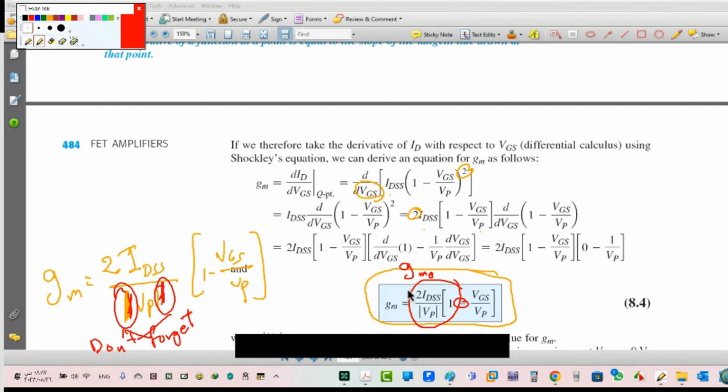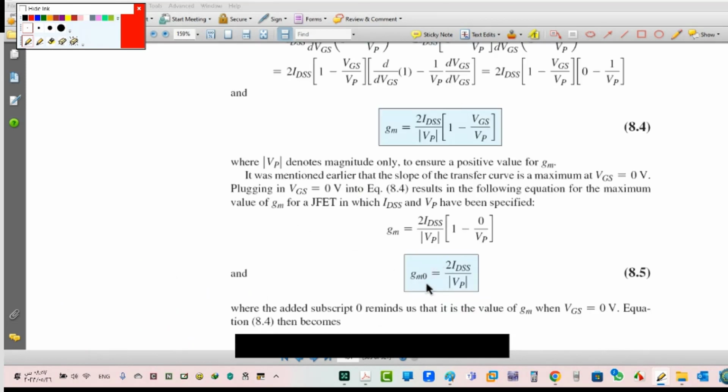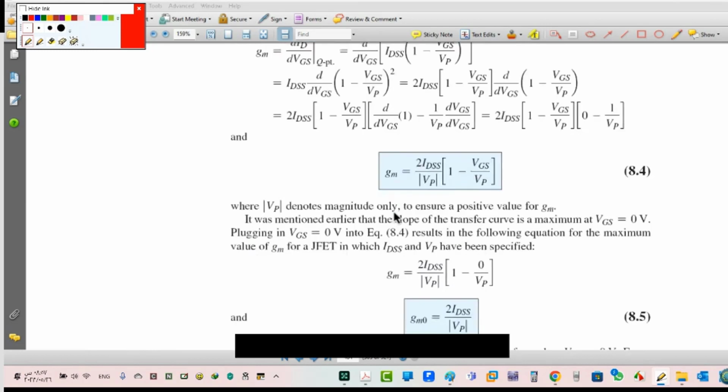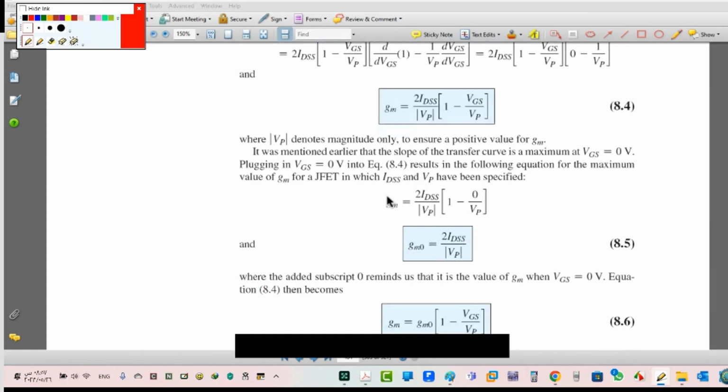Then you have VGS over VP. VGS is given, or we can select it; IDSS is given, VP is given, so we can find GM. See here also, VP here with sign, VP here absolute. This is your mistake in the exam. We call GM0 as 2 IDSS over absolute VP. Until now, any question? I don't need this mathematical, just explain how we define this one. So in the exam, you have to solve it mathematically, not graphically like in DC. Is it clear?